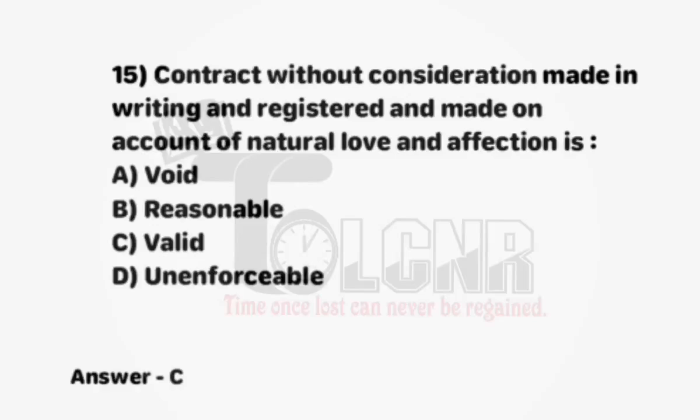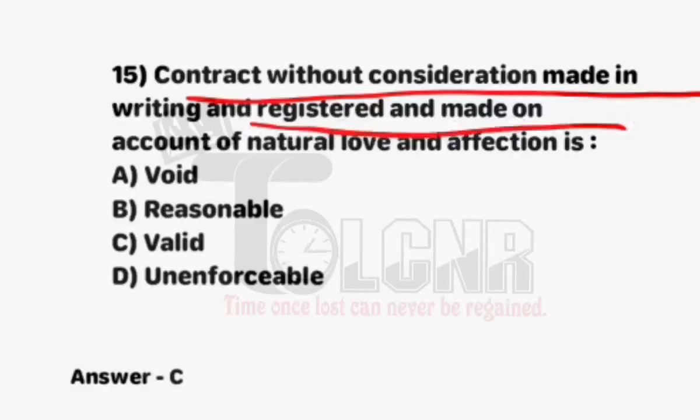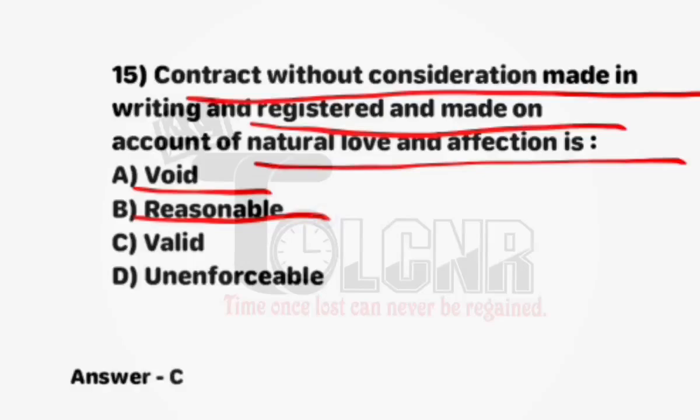Next question is, contract without consideration made in writing and registered and made on account of natural love and affection is: option A void, option B reasonable, option C valid, option D unenforceable. Option C is correct, valid. Contract without consideration made in writing and registered and made on account of natural love and affection is valid, right?